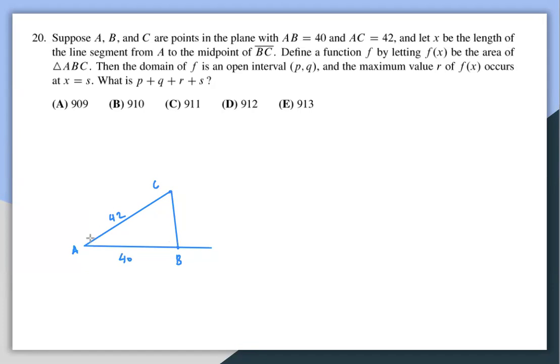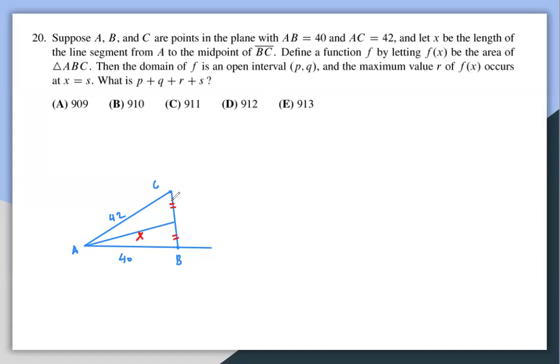the midpoint of that BC will be connected by the line from A. That is given, so this guy is the same as this guy. And then we are told we are going to have a function that will give you the area of the triangle ABC, but the function will be written in terms of x. X is the length of the line segment from A to the midpoint, which means this guy would be just our x. So the area of this triangle will be written in terms of x, basically.